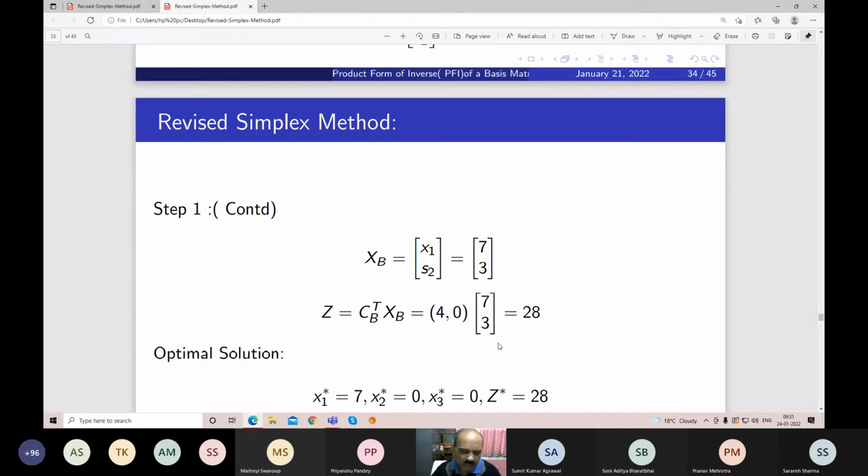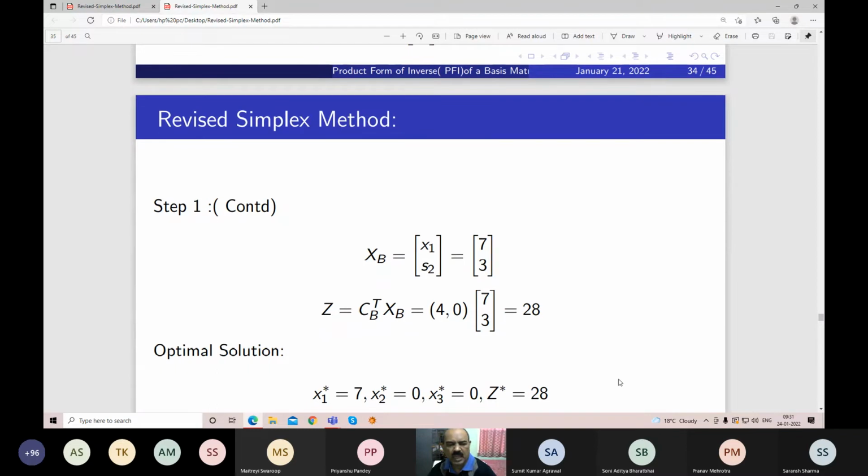What is the solution here? x1 equal to 7, non-basic variable x2 equal to 0, x3 equal to 0, then the basic variable s2 equal to 3, s1 equal to 0. So we have got a solution.